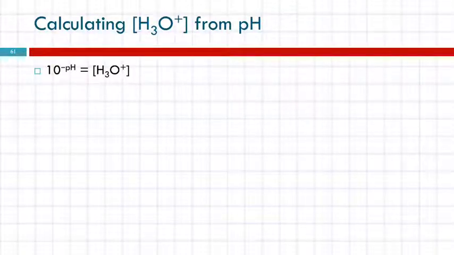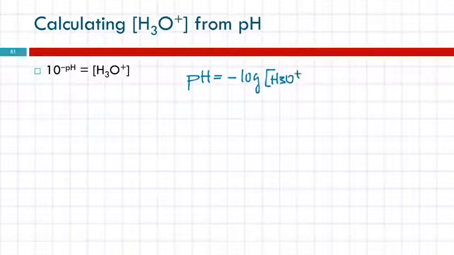Okay, so we learned how to calculate the pH if we're given the hydronium ion concentration. What if you have the pH and you need the hydronium ion concentration? In other words, doing that calculation backwards. So the equation we used was pH equals the negative log of the hydronium ion concentration.